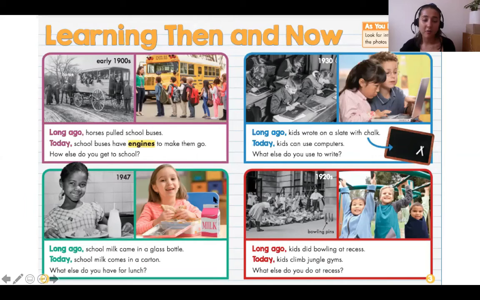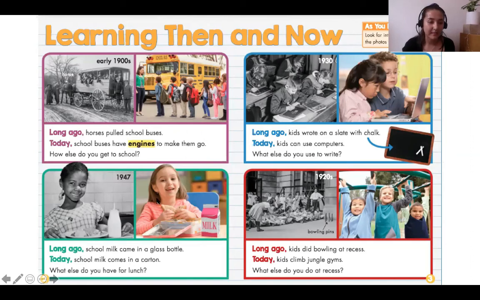So long ago, way back in 1947, we used to have glass bottles of milk. But nowadays, milk comes in a little carton like this, or even a smaller carton. Sometimes you're even lucky enough to have a straw come with your carton of milk these days. So that's quite different. Okay, and the last one is over here.